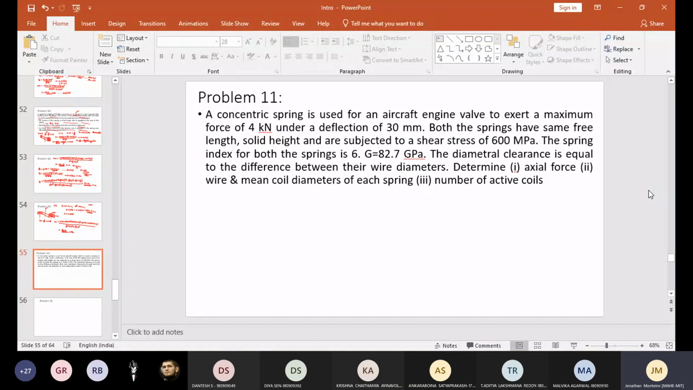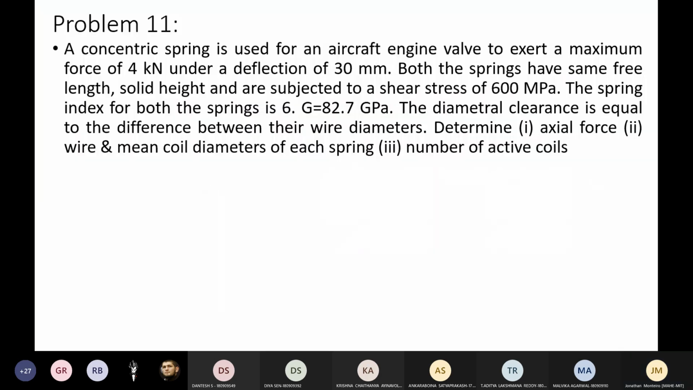You can take down the problem statement. It is about a concentric spring. Now we have to find out the axial force and the design of each spring. That is, being concentric, there are two. So what will be the axial force, the wire and the mean coil diameters of each spring, and the number of active coils that has to be placed in each and every spring for the given application.